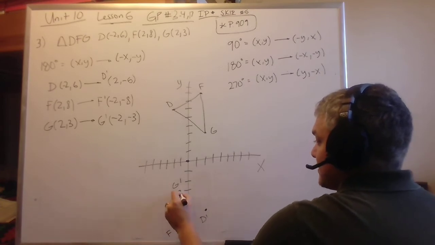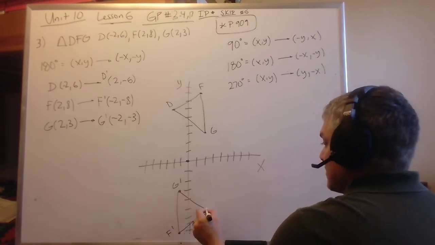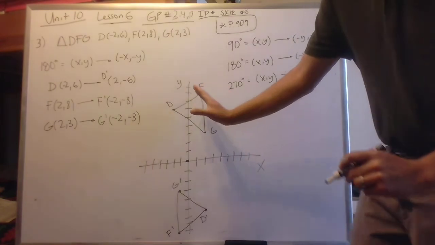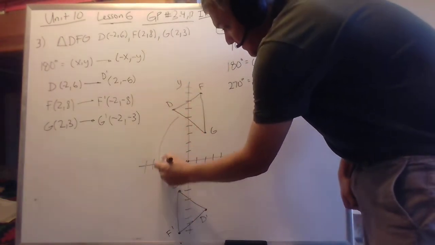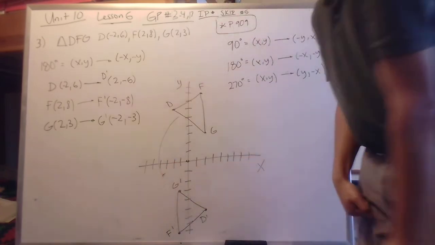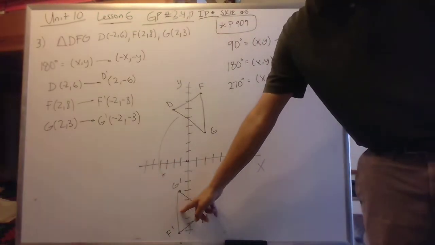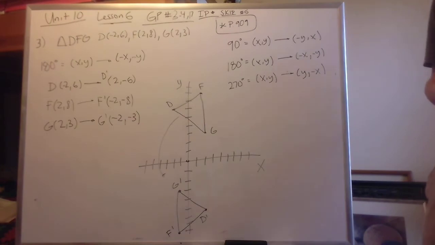And here is our new triangle when we rotated it around the origin 180 degrees and went in this direction and created that triangle. So that is problem 3 of the guided practice.